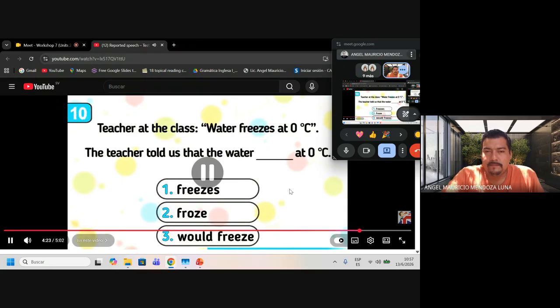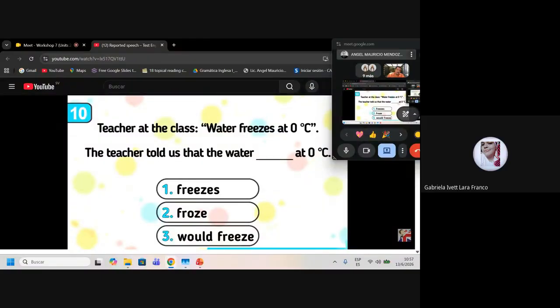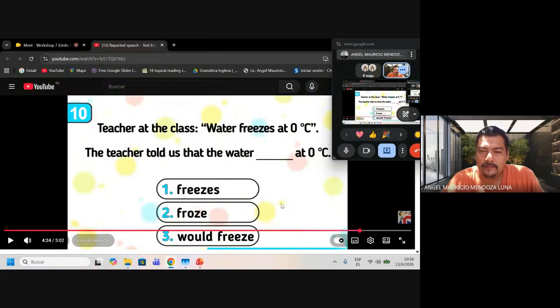And the last one. Teacher at a class. Water freezes at 0 degrees. The teacher told us that the water freezes, froze, or will freeze. Froze. All right. Let's see.